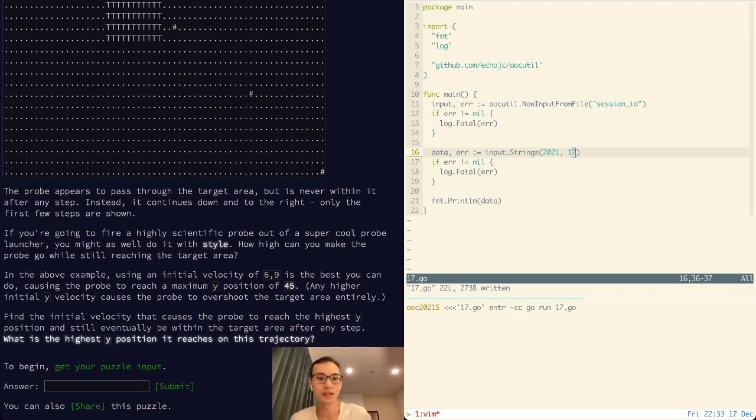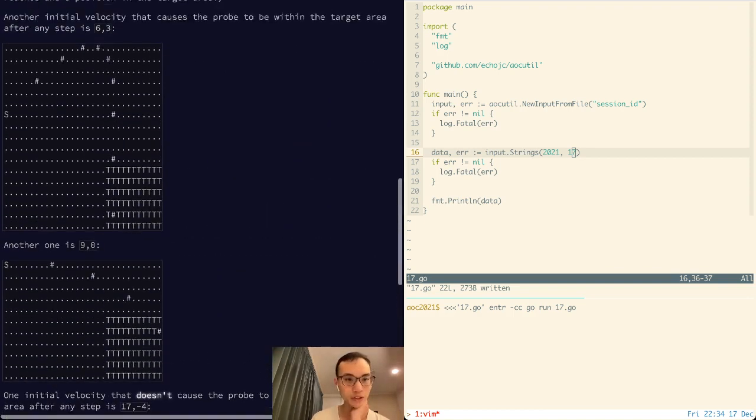If you're going to fire a highly scientific probe out of a super cool probe launcher, you might as well do it with style. How high can you make the probe go while still reaching the target area? In the above example, using an initial velocity of 6,9 is the best you can do, causing the probe to reach a maximum y position of 45. Any higher causes the probe to overshoot the target area entirely. Find the initial velocity that causes the probe to reach the highest y position and still eventually be within the target area after any step. What is the highest y position it reaches on this trajectory? Okay, let me just stare at this for a while.